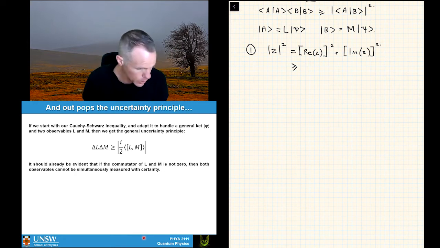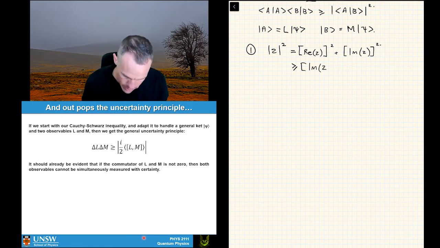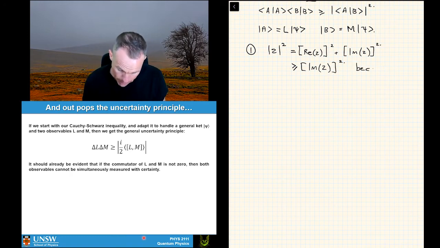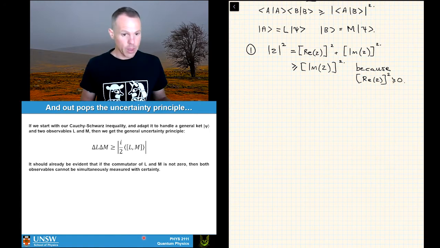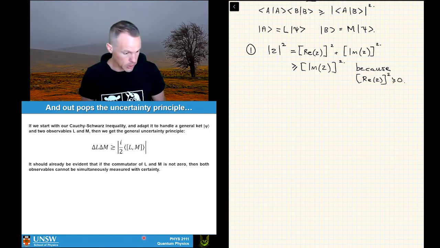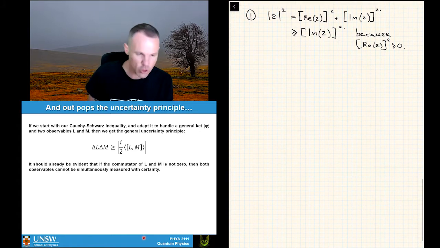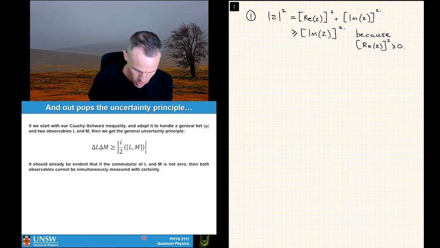So what we can do is write in here the imaginary part of z squared, okay? And that's because real z has to be greater than or equal to 0 because you're taking the square and therefore it must be a positive number. Okay, so this is the first thing that we kind of need to know from complex maths to get through here. And usually you've learned that fairly early in your complex maths courses.